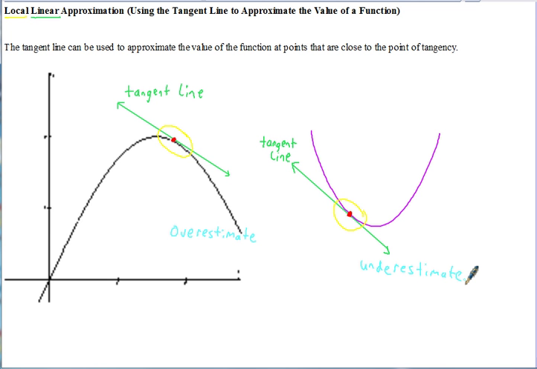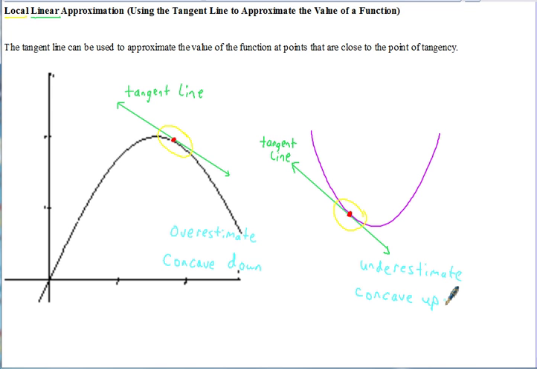And what's causing the difference between the two graphs here is that this first graph is concave down, shaped like a frown, and the second graph is concave up, shaped like a cup. So it's due to the concavity. It overestimates when the graph is concave down, and the tangent line will underestimate the actual value when it's concave up.